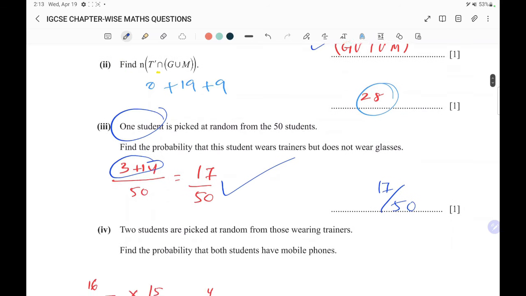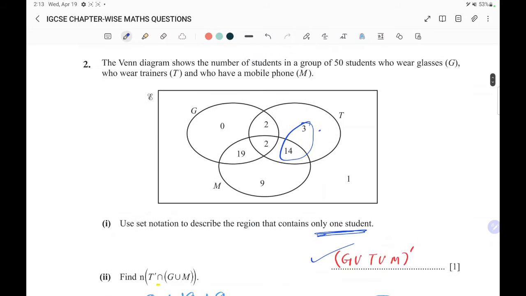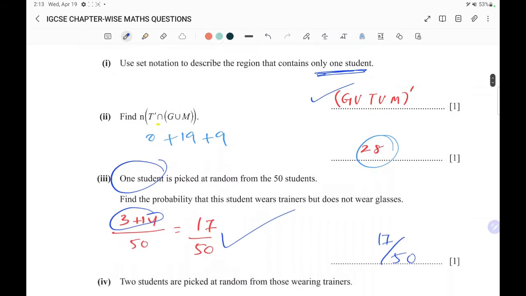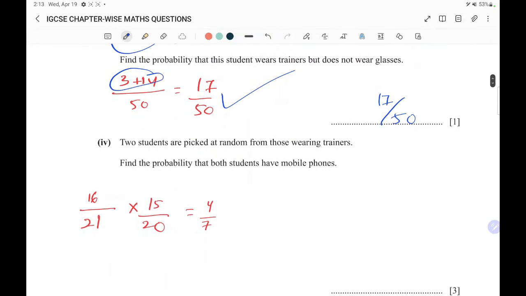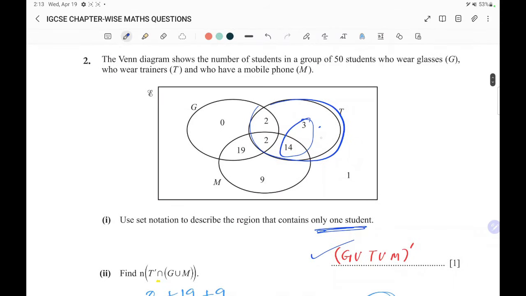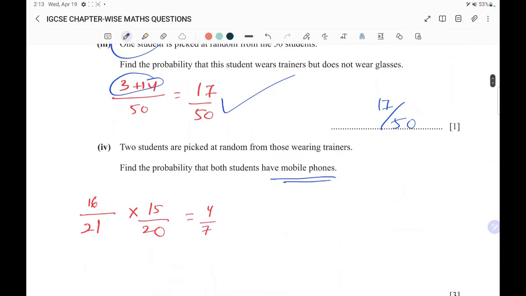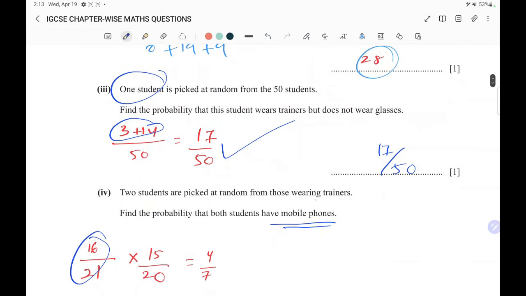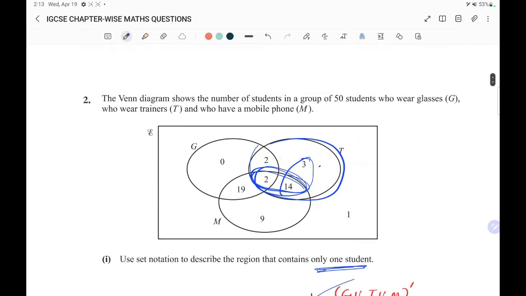Next, 2 students are picked at random from those wearing trainers. Next is find the probability that both the students have mobile phones. So mobile phones, here 2 plus 4, 16 students will have mobile phone in this case. So now 16 over 21. Why 21? Because we have to pick students from the trainers, and the trainers are 2 plus 3, 5, and 5 plus 14, 19, 19 plus 2, 21.